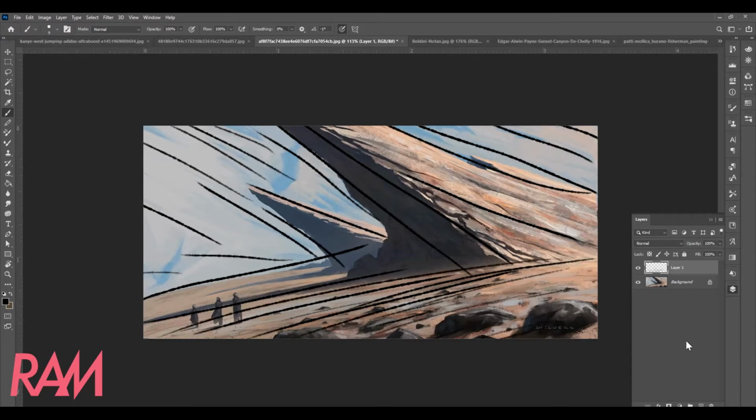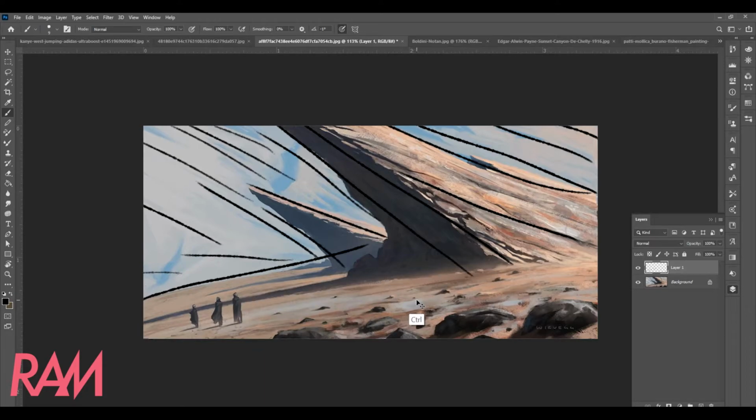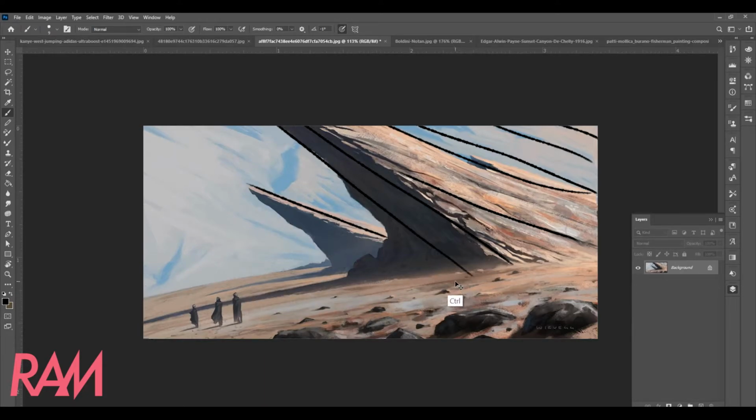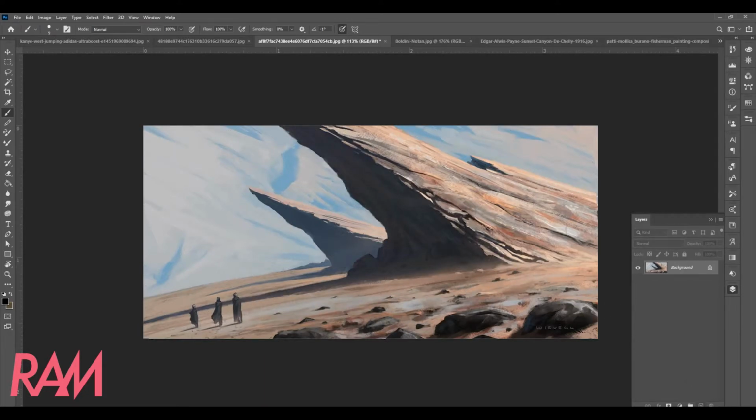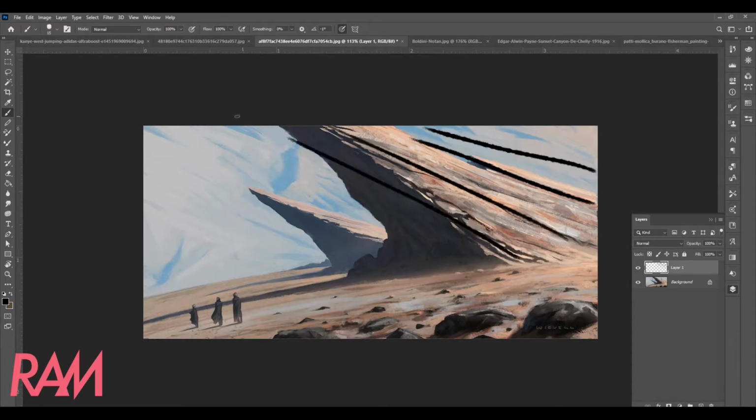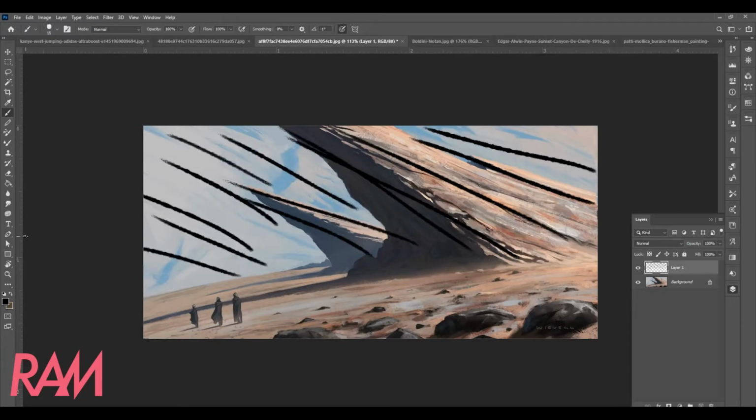So we got, let me just Control Z all of it because I realized I was painting on the wrong layer, but that's beside the point. We make little mistakes, we learn from them. But we got a whole bunch of lines going in that direction, that direction, and so on. You get the point. And then we got the opposite direction.